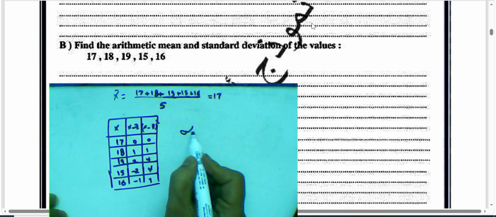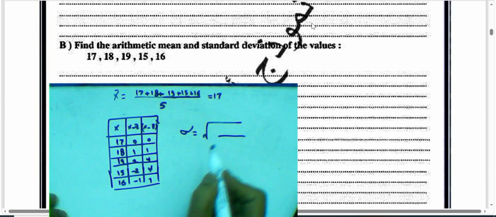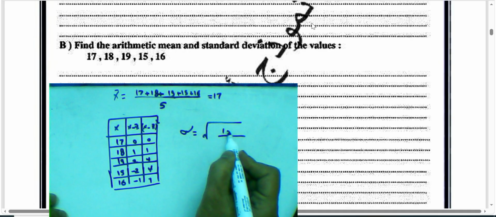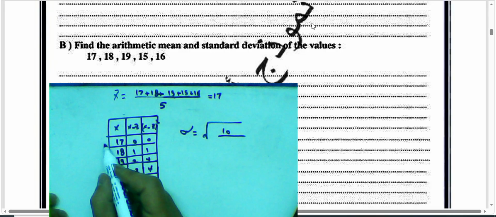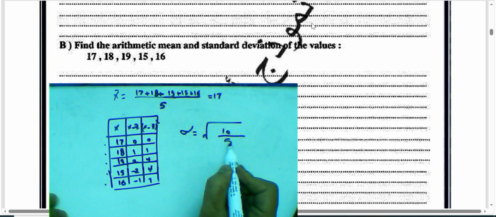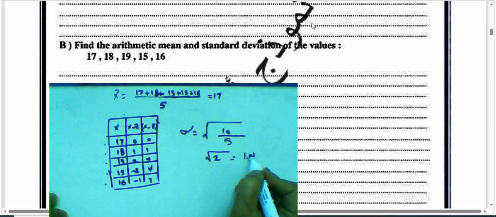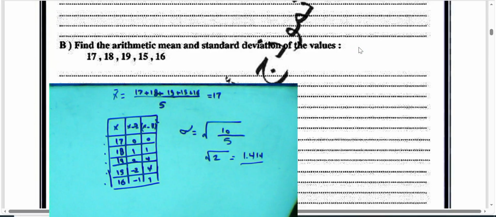And then we find the summation: 0 plus 1 plus 4 plus 4 plus 1 equals 10, over the number of elements, 1, 2, 3, 4, 5. The result will be square root of 2, which is 1.414. Easy question to find the answer. Next question.